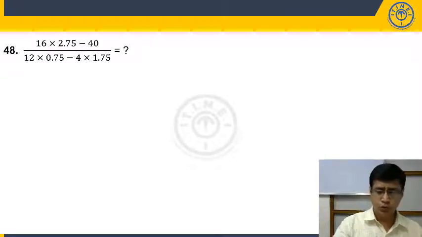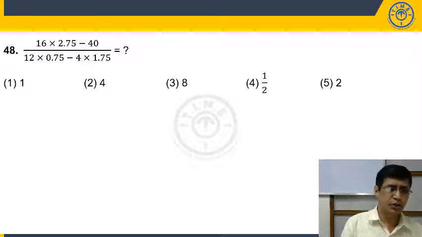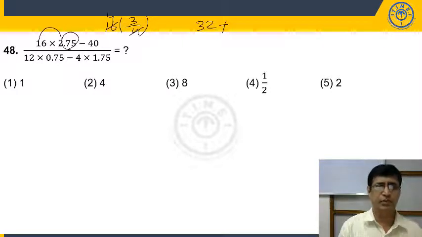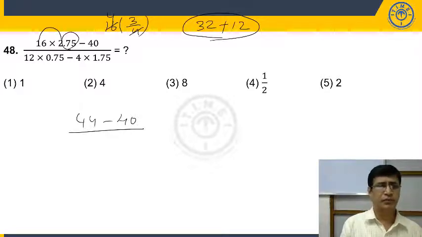16 into 2.75 minus 40 by 12 into 0.75 minus 4 into 1.75. My dear students, here 2 times 16 is 32. 0.75 means it is the 3 by 4th value. 3 by 4 of 16. 4 goes exactly 4 times in 16. It is 12. What is the sum of these two? 44. 44 minus 40. Whereas 12 into 0.75.